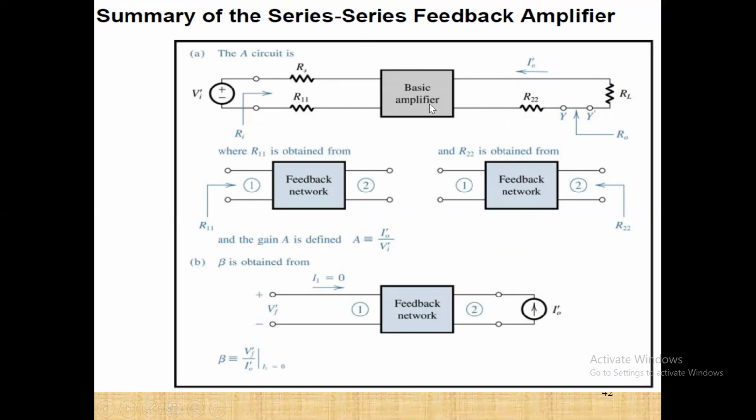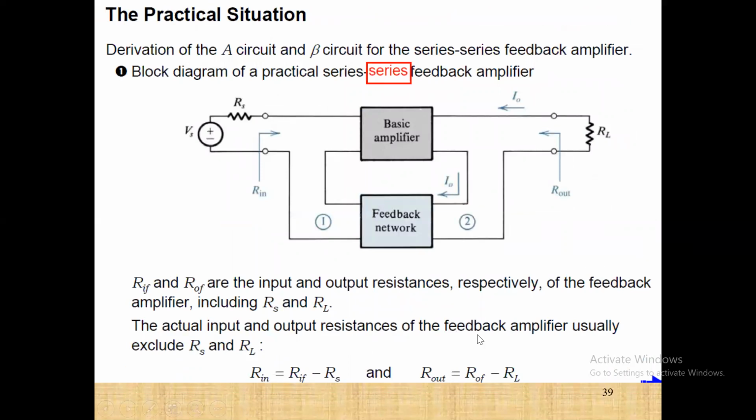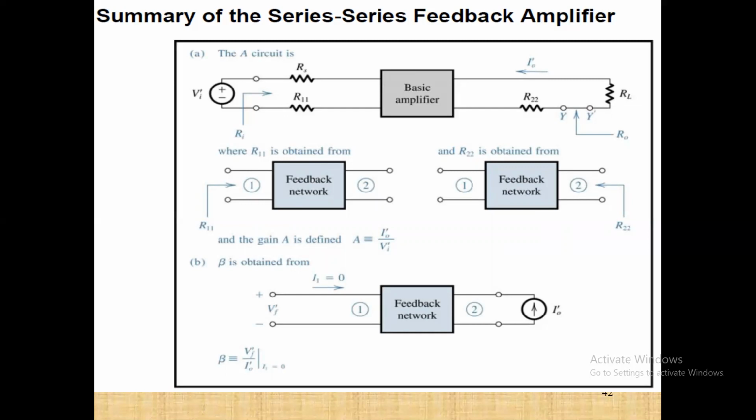We are trying to lump with the basic amplifier RS and R11, and RI is the one which we calculate on this side with the VI dash over here. And between Y and Y dash, we consider Ro, so therefore Ro plus RL will be the total value of the output impedance, and hence we will get ROF is equal to Ro plus RL. So Rout is equal to ROF minus RL. That is what we have considered. So the resistance we'll assume between Y and Y dash is equal to the Ro over here.